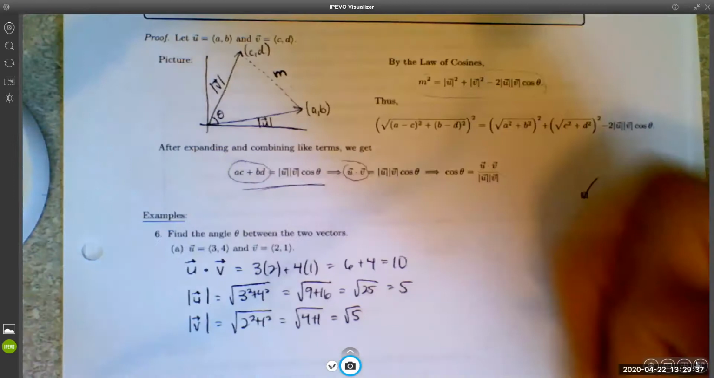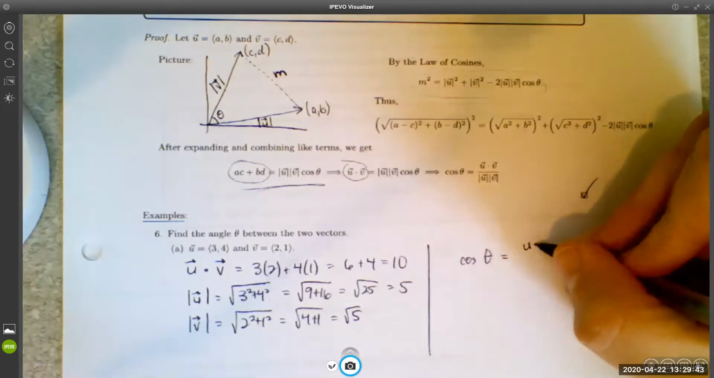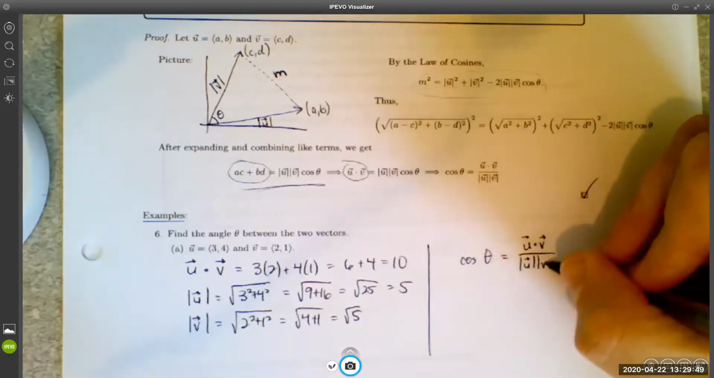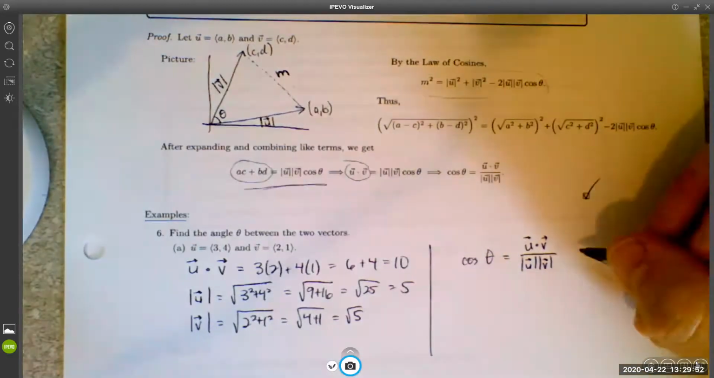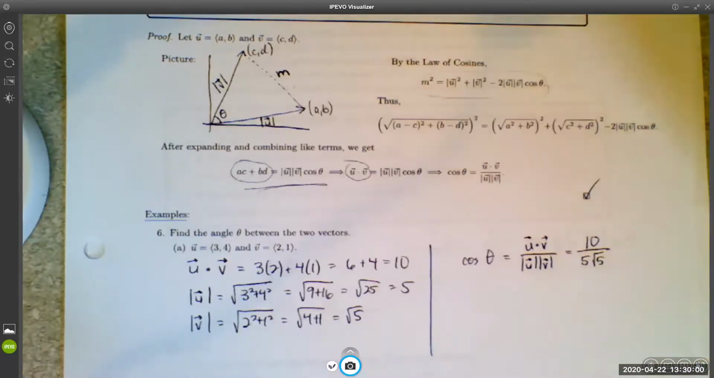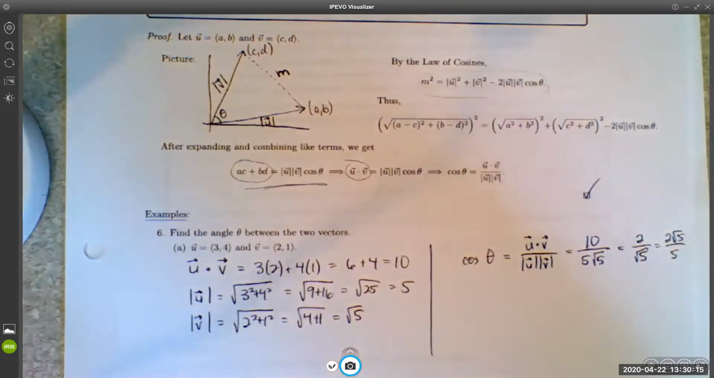And so now putting all that together, we know that cosine theta is going to be u dot v over magnitude u times magnitude v. Okay, that's 10 over 5 times the square root of 5. So that's 2 over root 5, or if you want to rationalize it, you could say it's 2 root 5 over 5. That's cosine theta. Of course, we want to find what theta is, so we'll take the inverse now.